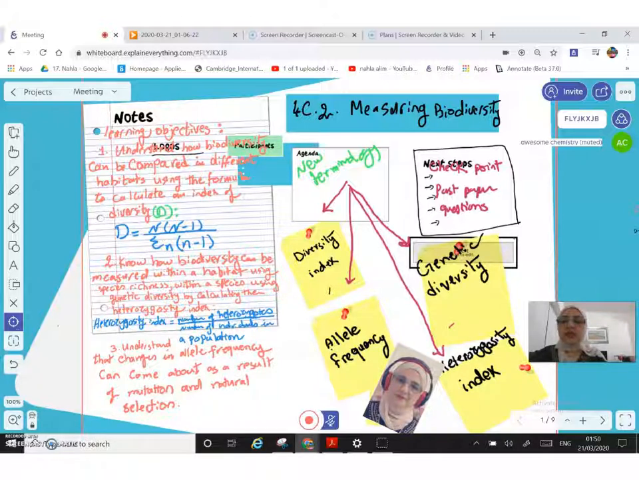by calculating the Heterozygosity Index. Also, you're going to learn how to use this formula to calculate the Heterozygosity Index. 3, understand that changes in allele frequency can come about as a result of mutation and natural selection. You're going to learn some new terminology: diversity index, genetic diversity, heterozygosity index, and allele frequency. And then you are going to answer checkpoint questions in your textbook, as well as some past paper questions. Let's get started.